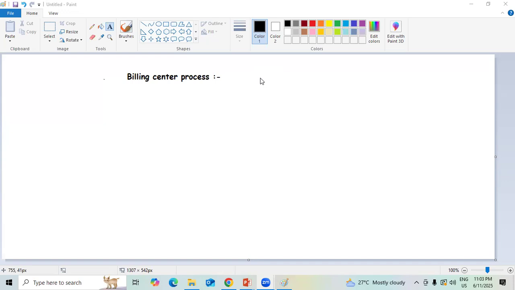Generally, this Billing Center process is classified into different parts. The first one is the billing instructions.